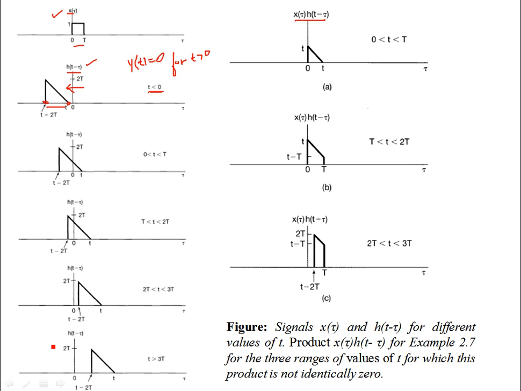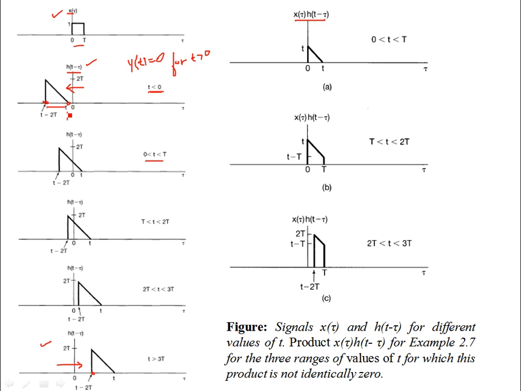Similarly, if I look at the bottom depiction, what it shows is that the lower limit, t minus 2T, is greater than T over here, and t is greater than 3T. So what is happening is that we keep shifting this towards the right. If you shift this towards the right, for example over here in this graph, t becomes a positive quantity.